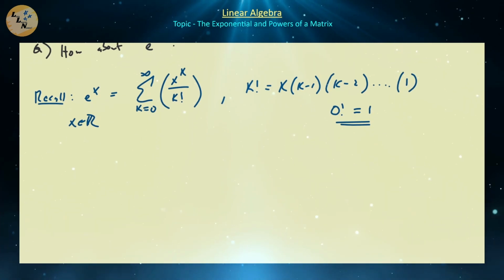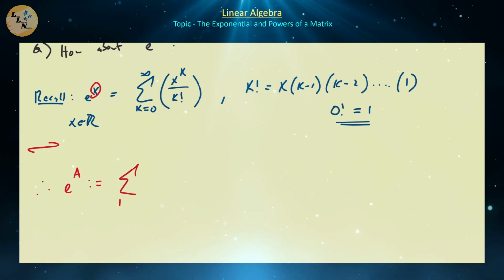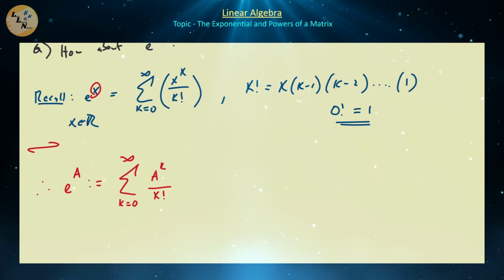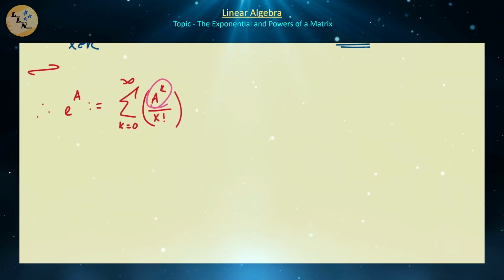So if we were to replace x with a matrix, then e to the power of A can be defined as the sum from k equals 0 to infinity of A to the power of k divided by k factorial. And as long as A is a square matrix, A to the power of k is well defined. So no need to be diagonalizable even in that case.